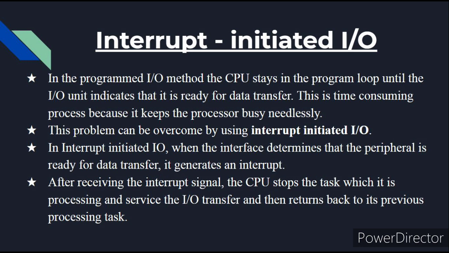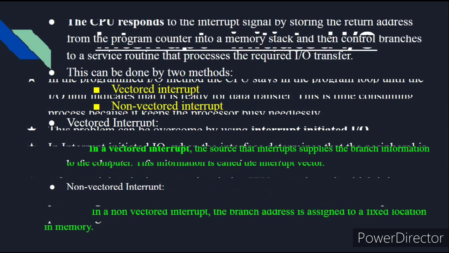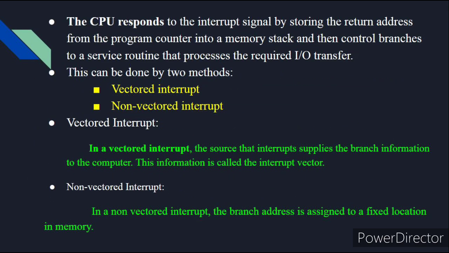While the CPU is running a program, it does not check the flag and it uses the interrupt facility. The CPU responds to the interrupt signal by storing the return address from the program counter into a memory stack, and then control branches to a service routine that processes the required I/O transfer. This can be accomplished by two methods. The first one is vector interrupt and the second one is non-vector interrupt.